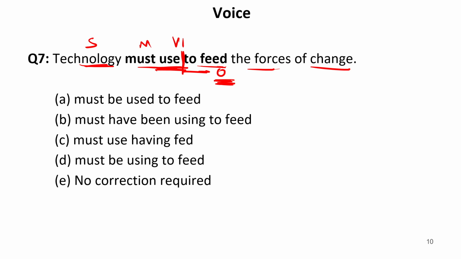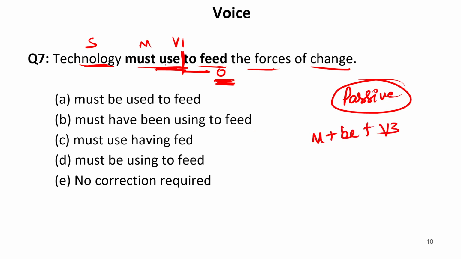It means the given sentence should not be in active voice. It should be in passive voice only. And if it has to be in passive voice, then we need the structure of the passive voice. That means we need modal plus be plus verb third form. So the correct sentence will be "must be used to feed". Now let us see the options. So this is not actually the subject, but it is the object in the subject place, because it has to be used. Technology has to be used. This is the object.